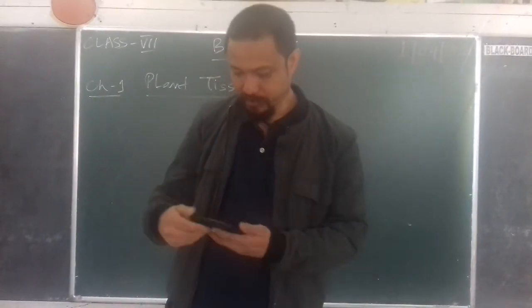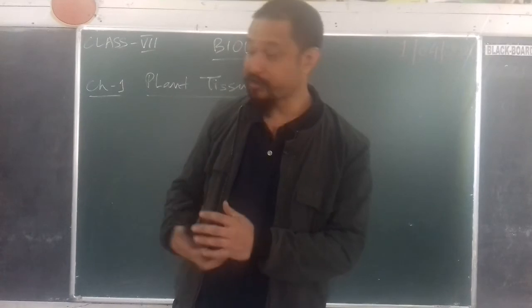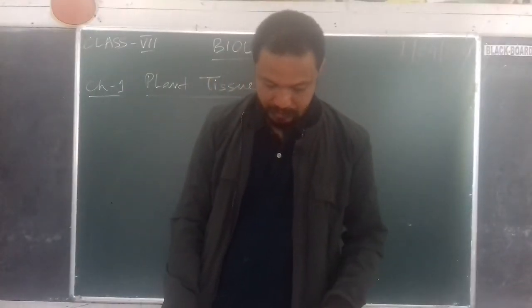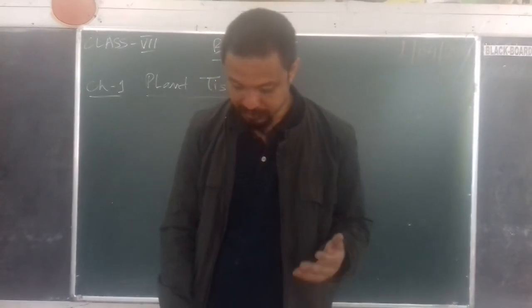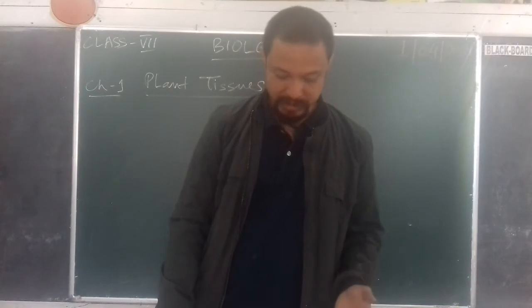We're just continuing with the plant tissues, chapter 1, biology. Last time I talked about permanent tissue, in which we talked about there are two types, simple permanent tissue and complex permanent tissue. I talked about simple permanent tissue.